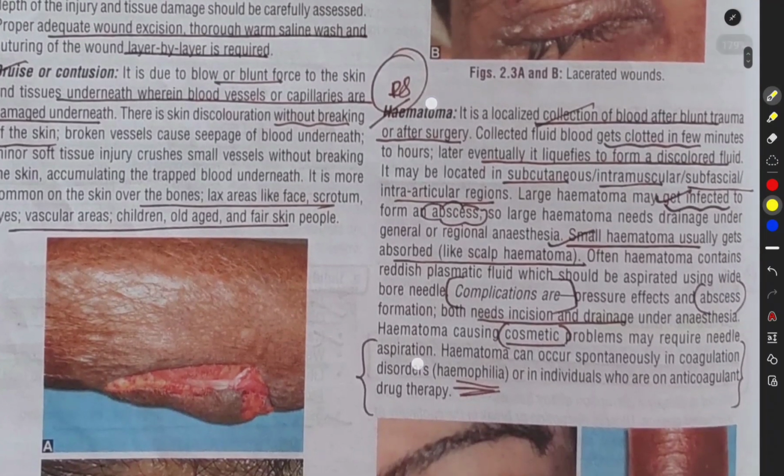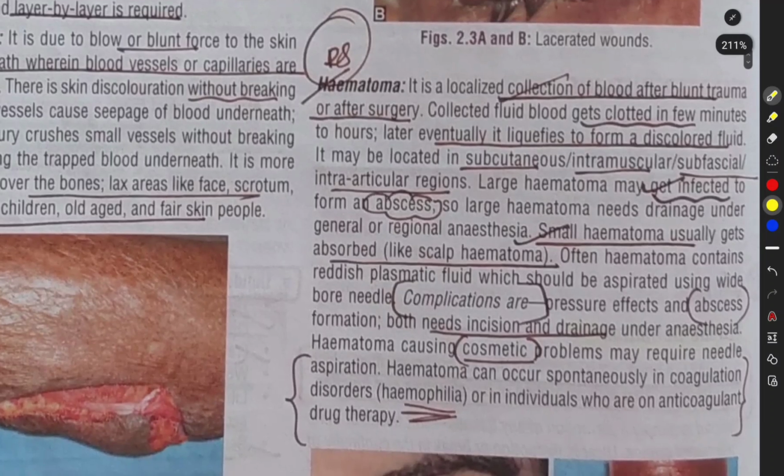Whereas the hematoma is an important question, wherein there is a localized collection of blood after a blunt trauma or after surgery. This blood which is getting collected will get clotted in a few minutes to hours. Later it eventually liquefies to form a discolored fluid. It is usually seen in the subcutaneous, intramuscular, subfascial and intra-articular regions.